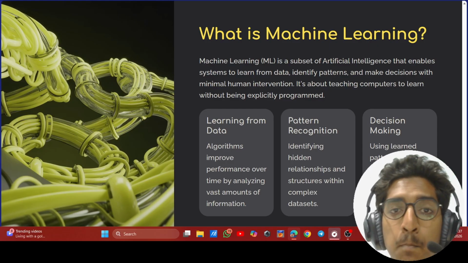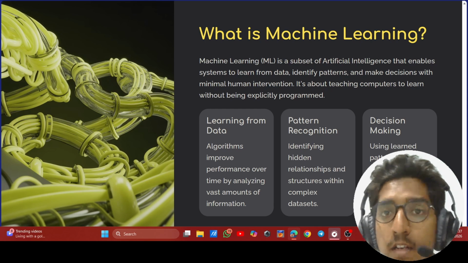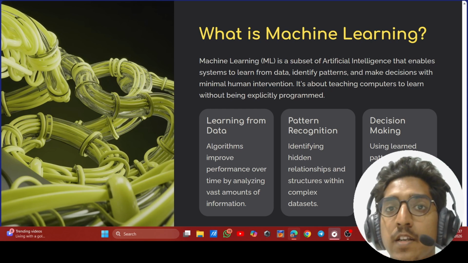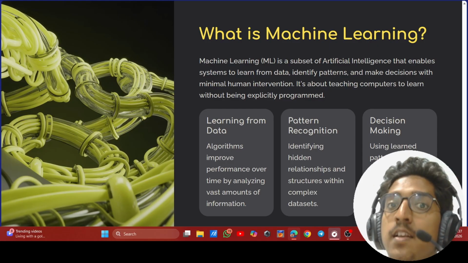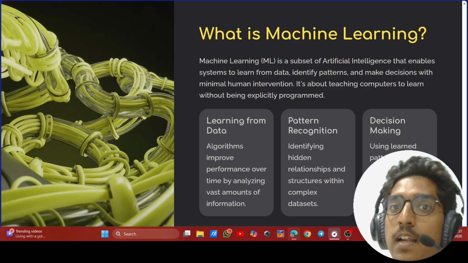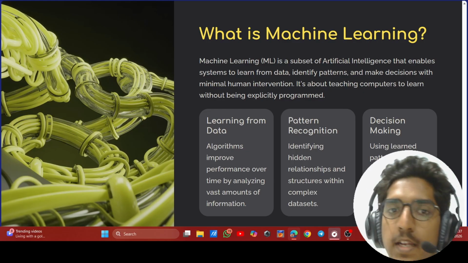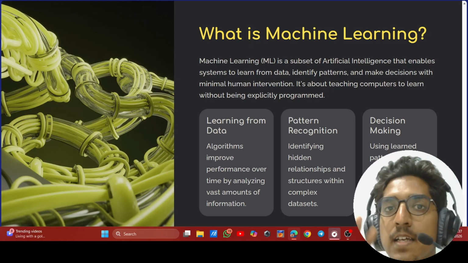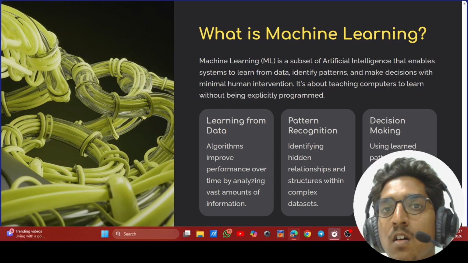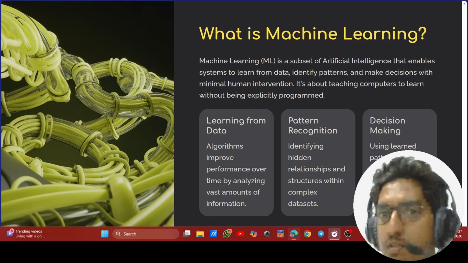Basically, machine learning learns from huge data and it creates patterns to understand that data. Then lastly it gives the output. Okay, in simple words I would say machine learning is a subset of AI which creates patterns from a huge amount of data and it creates the output.